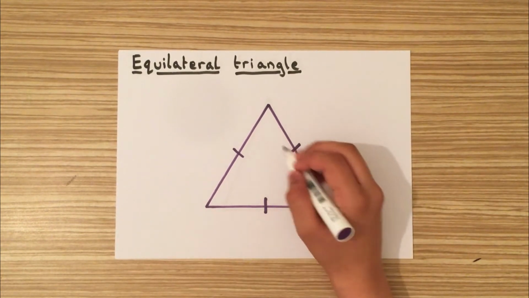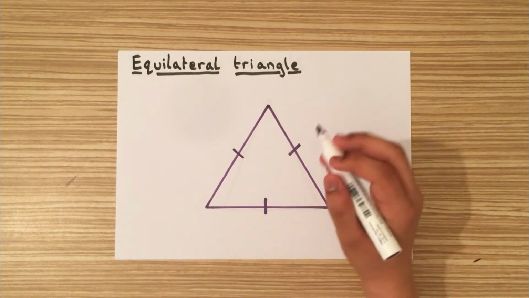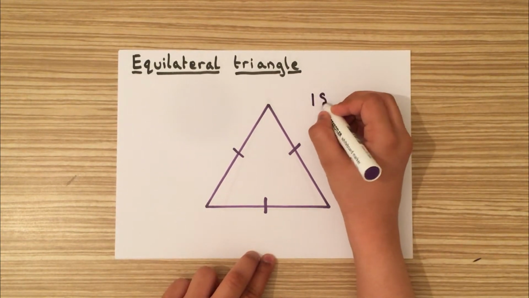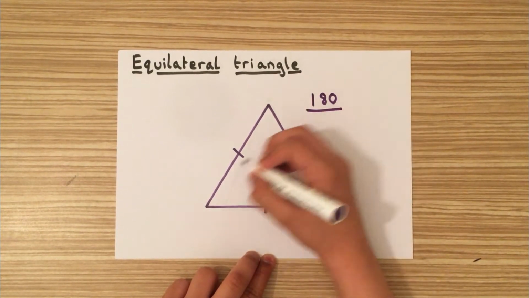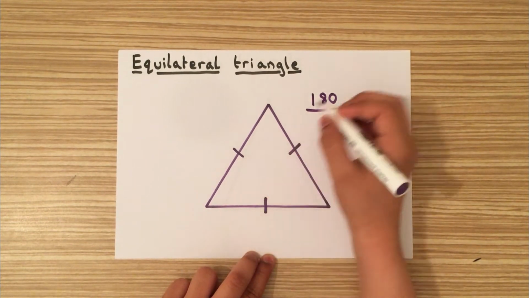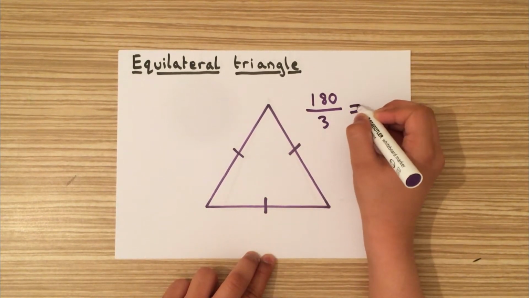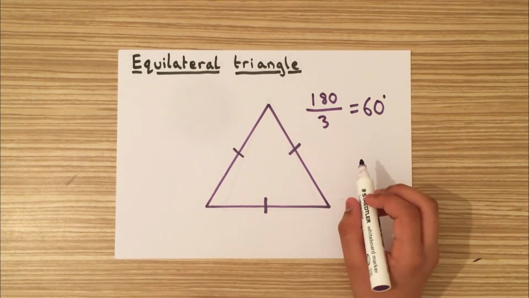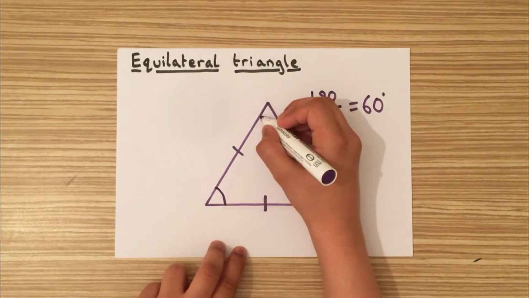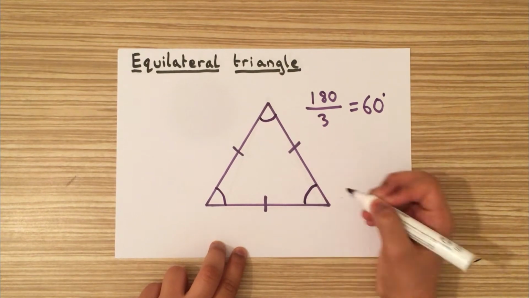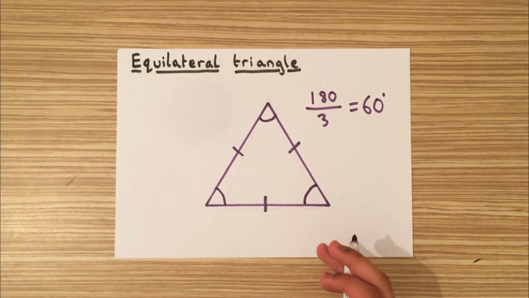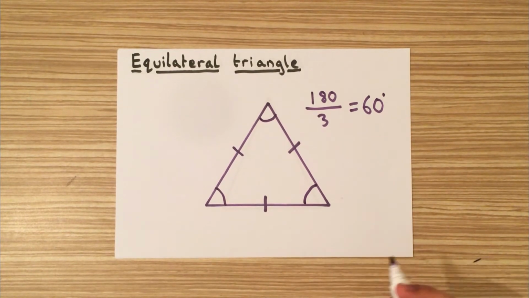So we know the sum of the angles in a triangle should be equal to 180. So if you do 180 divided by the number of sides, which in this case is 3, we get 60 degrees. So 60 degrees must be this angle, and this angle, because all the angles are equal. Okay, so that's it for equilateral triangles. Now let's move on to isosceles triangles.